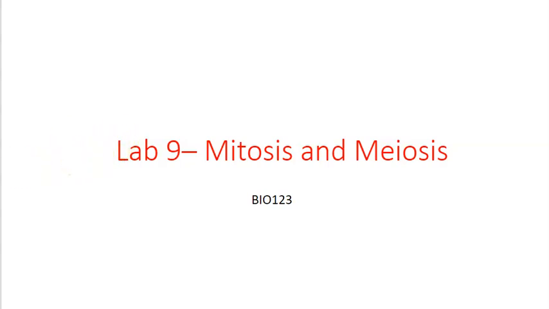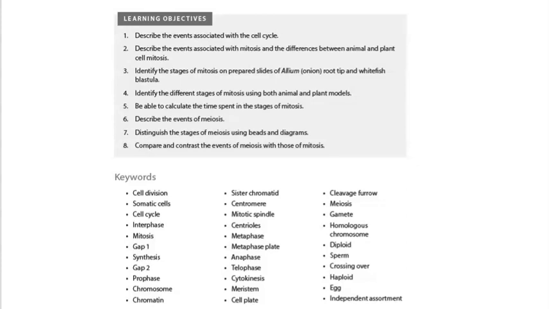In Lab 9, students are going to learn about cell division, specifically the two processes of mitosis and meiosis. As with every lab, there is a set of learning objectives that we want students to master by the time they complete the lab. Students should be able to describe the different events within the cell cycle. We'll be going through those.